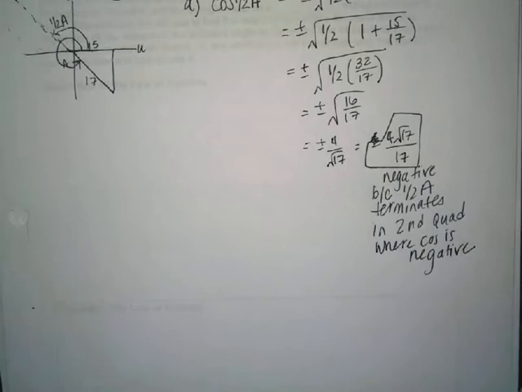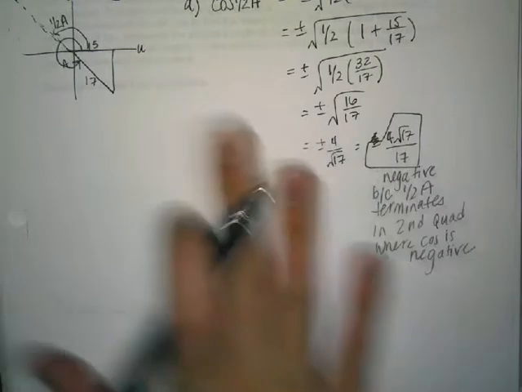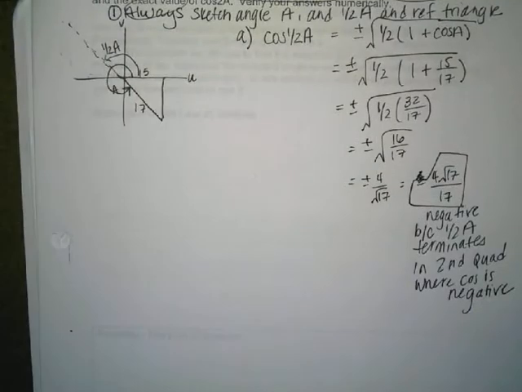Okay? I will have students that do this and they forget to choose whether it's positive or negative. You can't have two answers here. You only have a positive answer or a negative answer. And you always figure that out by what? By your picture. So that's why we always start with a picture to show where 1/2 A will terminate.